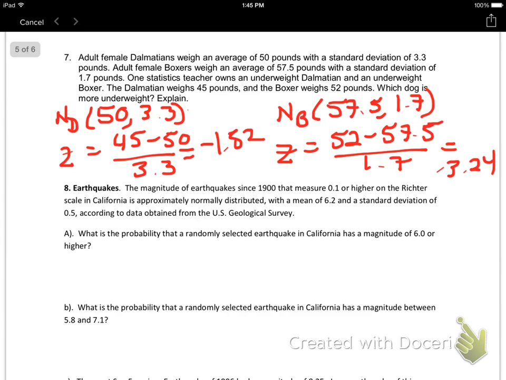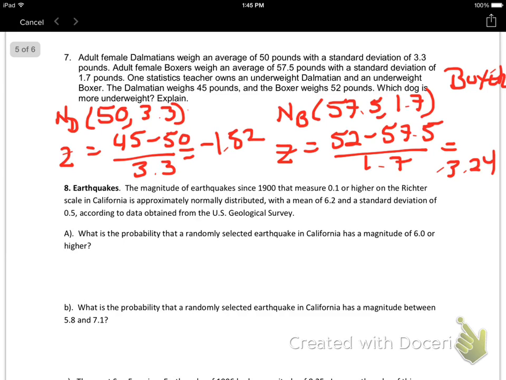Okay, now this time notice that both the z-scores are negative. And that's because they want to know which dog is more underweight. So even though it's negative, which one deviates further from the mean? And hopefully you see that it is the boxer. So the answer is the boxer.